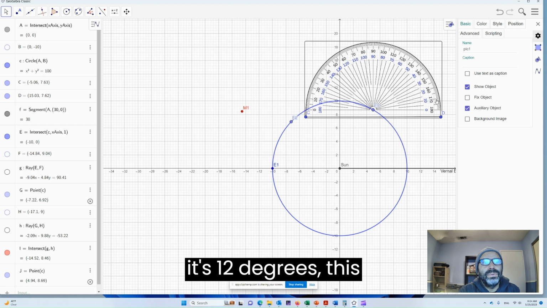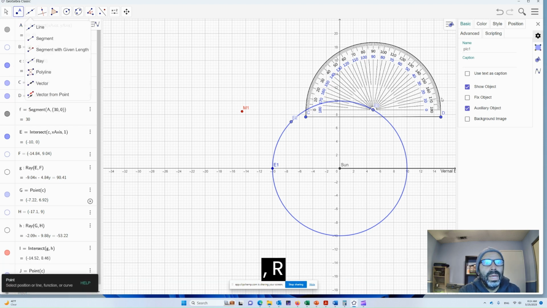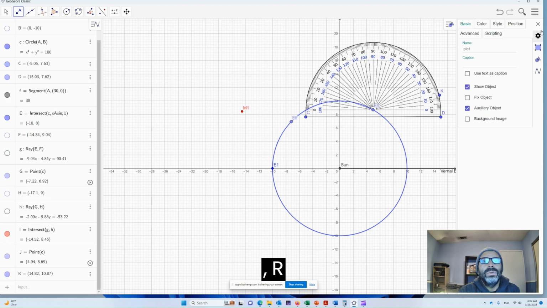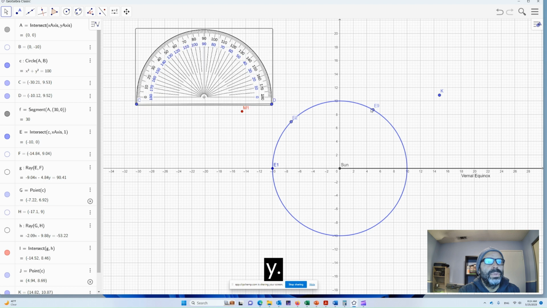So in this case, it's 12 degrees. This is 10. So let me drag the point in here. This is 10, 1, 2, that's 12 degrees. Okay, so that is the position of at least the line of sight where potentially Mars is. So this whole thing is going to be the direction where Mars is.